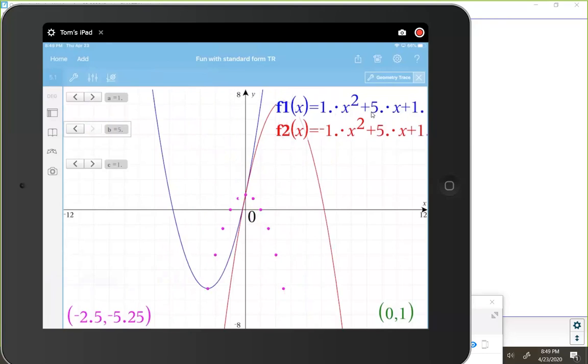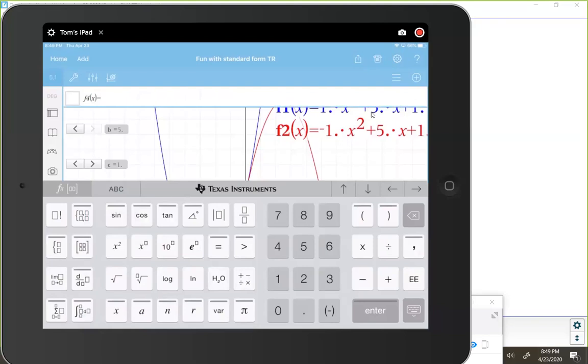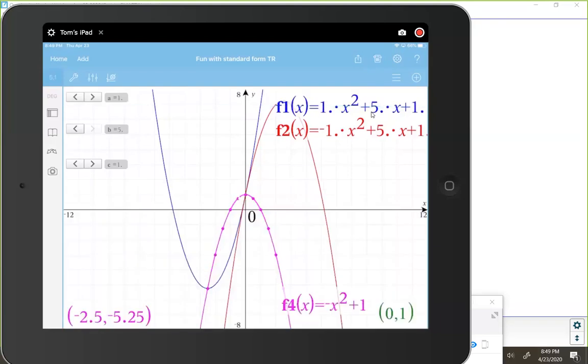But what's the equation of that pink one? Well, you can see that it has a y-intercept of 1, so it's got that +1. It's upside down, so it looks like a -1 x squared. And so it's -x squared plus 1. Let's turn off the geometry trace and type in the opposite of x squared plus 1. Bingo. Oh, it was even pink. Oh, how nice is that?